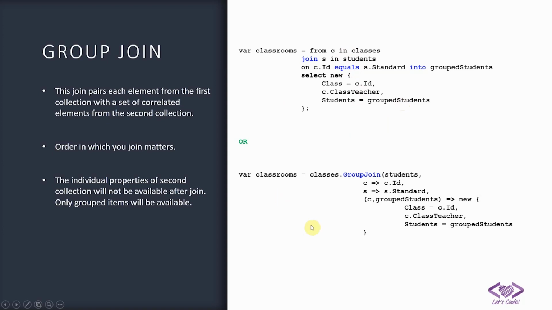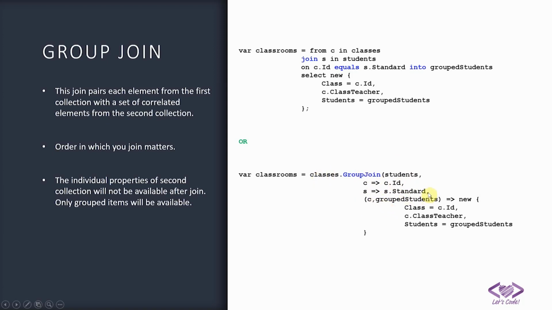And when you are using the method based syntax, you say the first collection classes dot GroupJoin. So earlier you saw there was a keyword join which we were using, the method Join. Now we have a method called GroupJoin, and the second collection students, then the first selector, that is C.id, then the second selector, that is inner selector, that is S.standard. So this is coming from this collection and the id is coming from this collection.